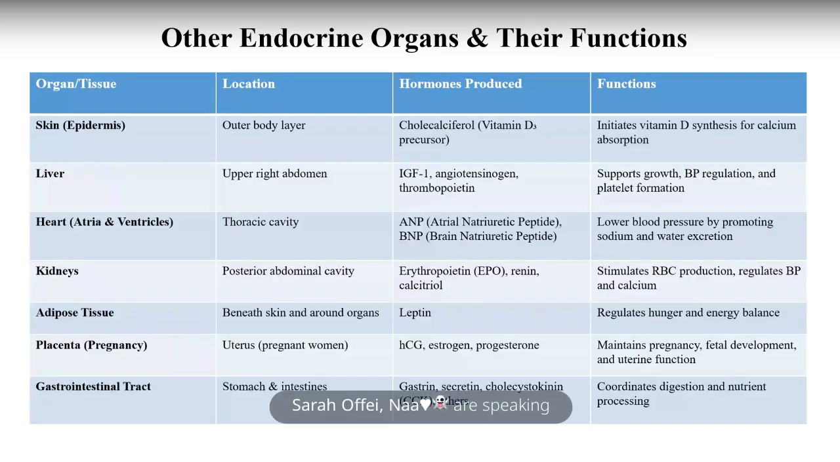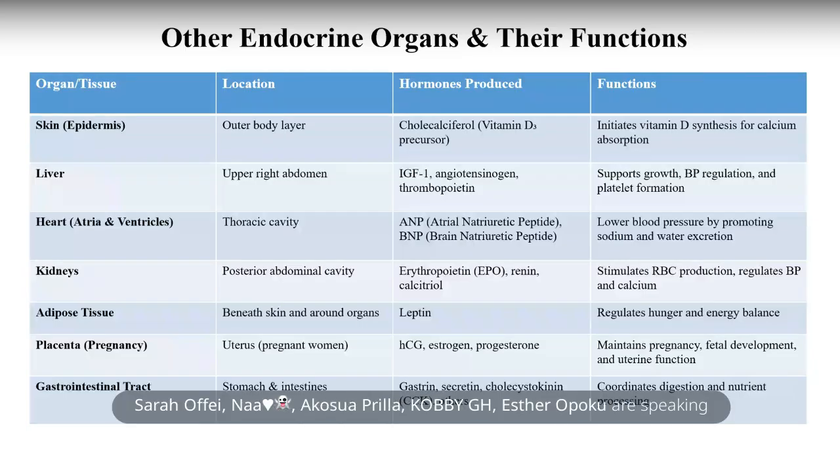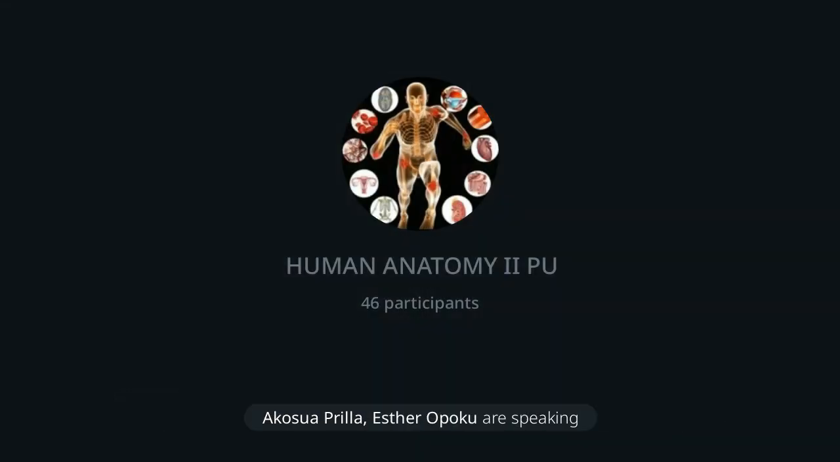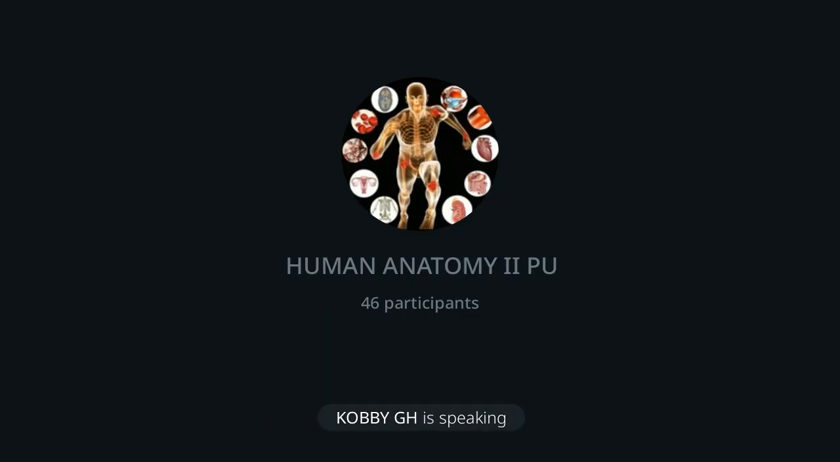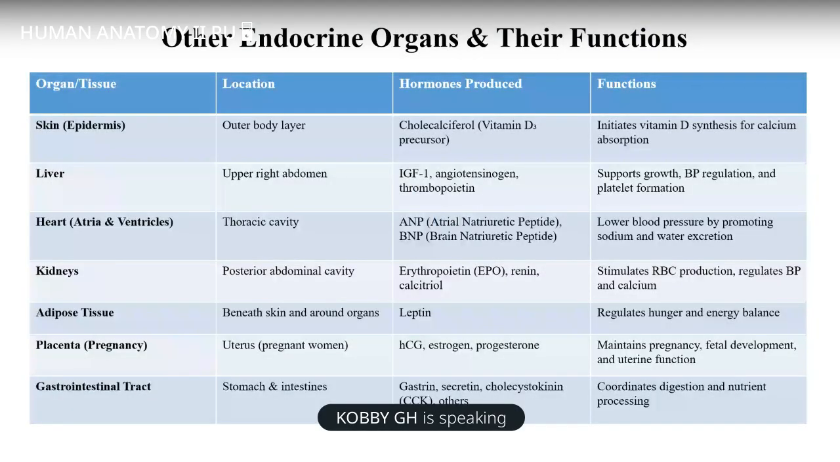The liver, the heart, the kidney, the adipose tissues, the placenta. Great. Yes. So these are the other endocrine organs: the skin, the liver, the heart, the kidneys, adipose tissues, placenta, and gastrointestinal tract.